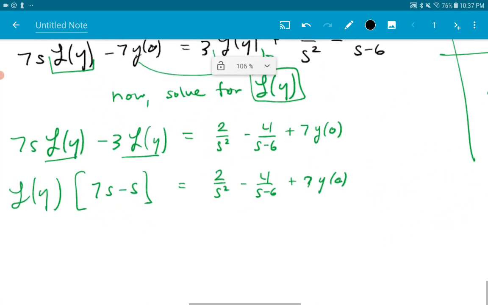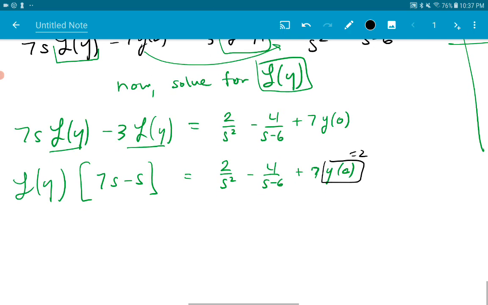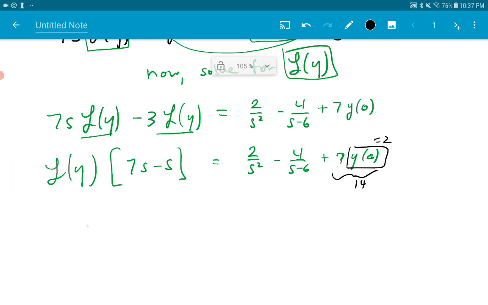We're here. Well, that means we can just replace this with 2. So this whole thing would be 7 times 2, which is 14. And we're almost there, right? So for the Laplace transform of y, I just have to divide both sides by 7s. Sorry, I made another mistake. That's not 7s minus s, it's 7s minus 3, right? Because that's 3 there. I have to divide both sides by 7s minus 3.